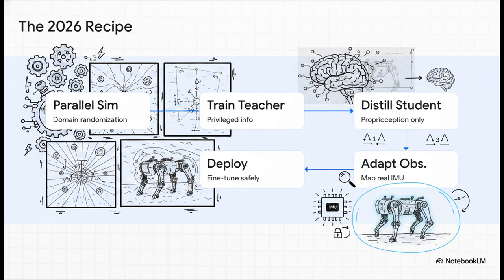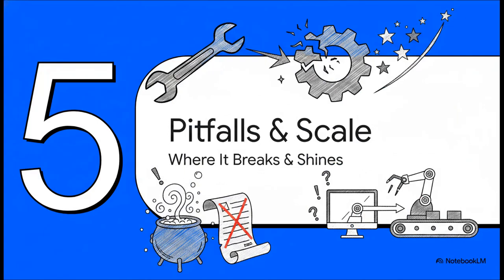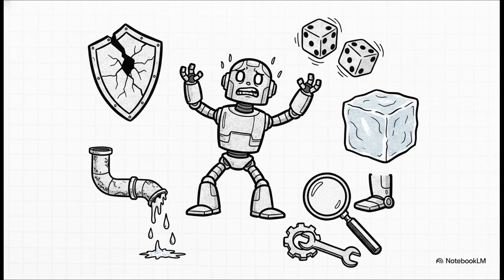If it acts a little wobbly, you just do a few minutes of real-world fine-tuning inside a very strict, safe boundary so you don't break the machine. Chapter 5. Pitfalls and Real-World Scale, where it breaks and shines. Okay, so it sounds like magic, right? Well, let's be real. It isn't completely foolproof. Here are the rapid-fire pitfalls that literally keep roboticists up at night.